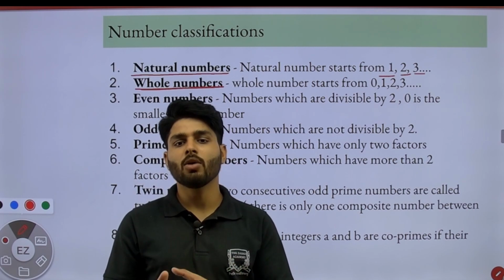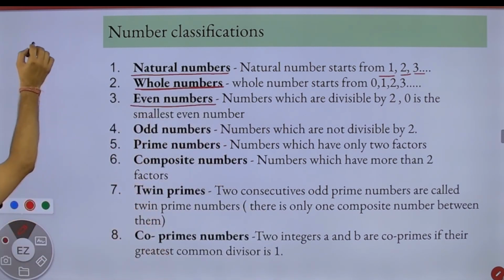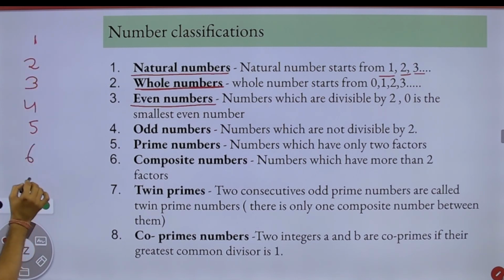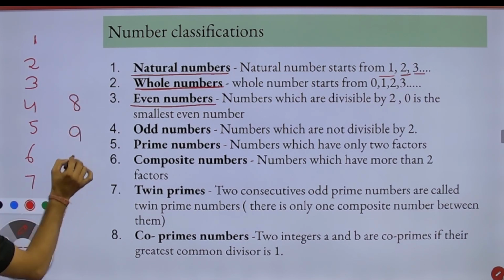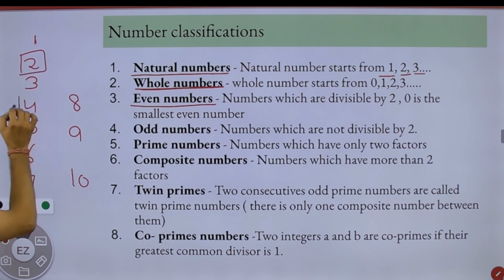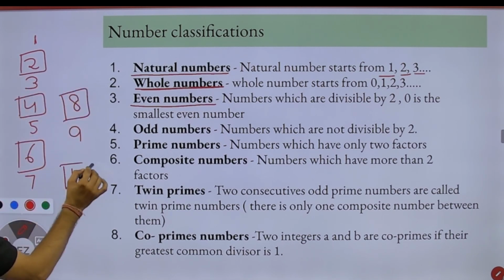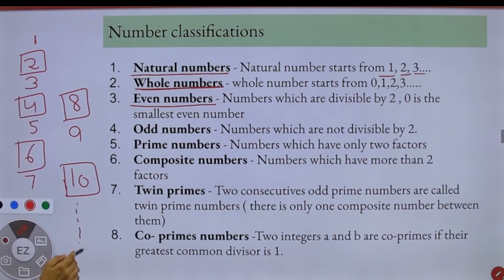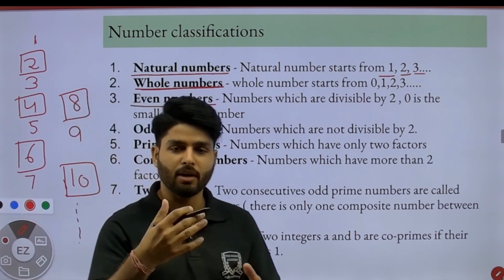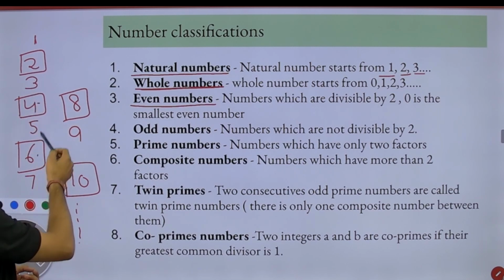But all the whole numbers are not natural numbers. Then we have even numbers. Let's suppose we have the numbers 1 2 3 4 5 6 7 8 9 and 10, and we clearly see some numbers are divisible by 2, that is 2 4 6 8 and 10. These 5 numbers are divisible by 2 if we take numbers 1 to 10. If we take 1 to 20, we have more numbers. So first we have only 5 numbers, that is 2 4 6 8 10.